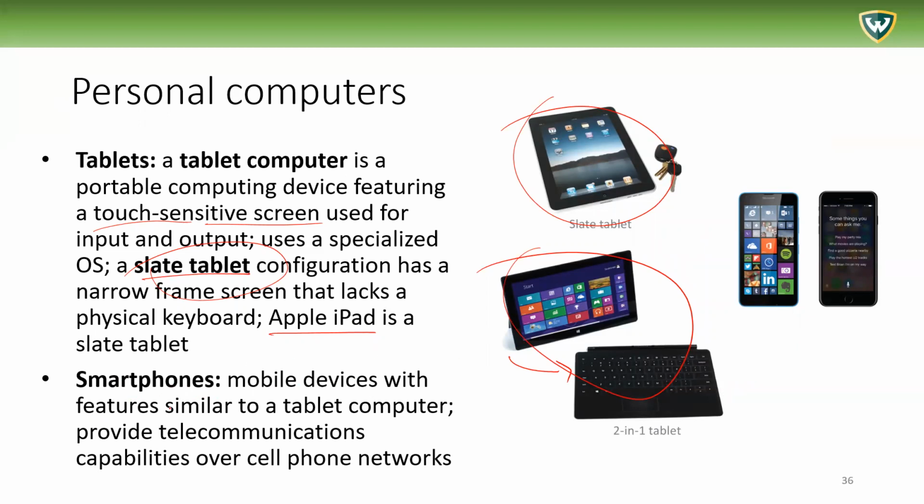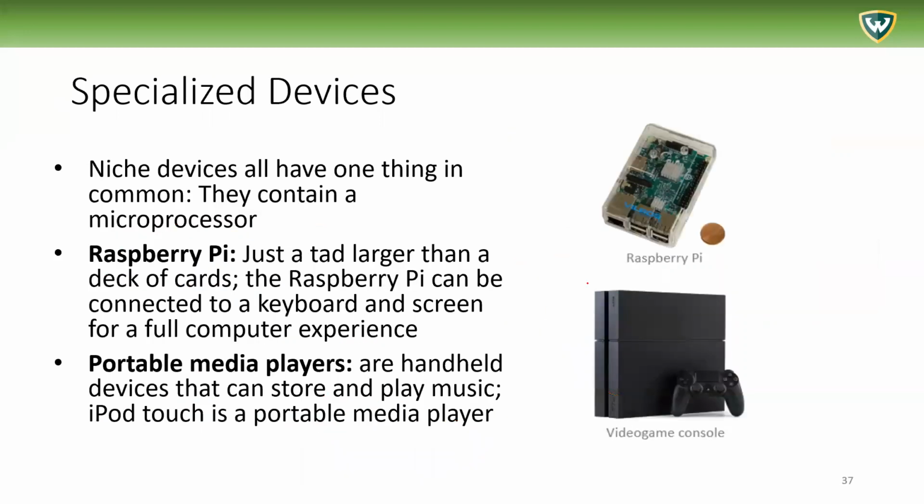Smartphones: mobile devices with features similar to a tablet computer, providing telecommunications capabilities over cell phone networks. So it is true that these are phones, the handheld devices, the smartphones, and because they, of course, have the capability for connecting via the phone network, whereas tablets or laptops don't have that capability. But besides that function that phones have, these are all just computers.